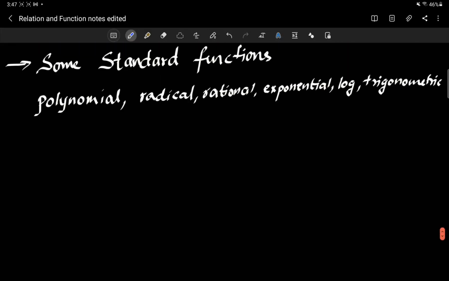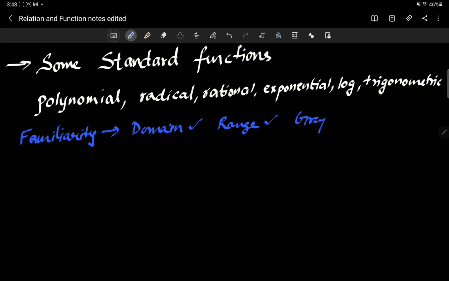Okay, in this video, we're going to talk about some standard functions that you should be very familiar with by now. So you've taken a lot of math courses so far and you have been exposed to these functions. Basically, when I say that you should be familiar, what does that mean? Familiarity means you know what the domain is, you know what the range of these functions are, you know what their graphs look like, and you know the properties of these functions.